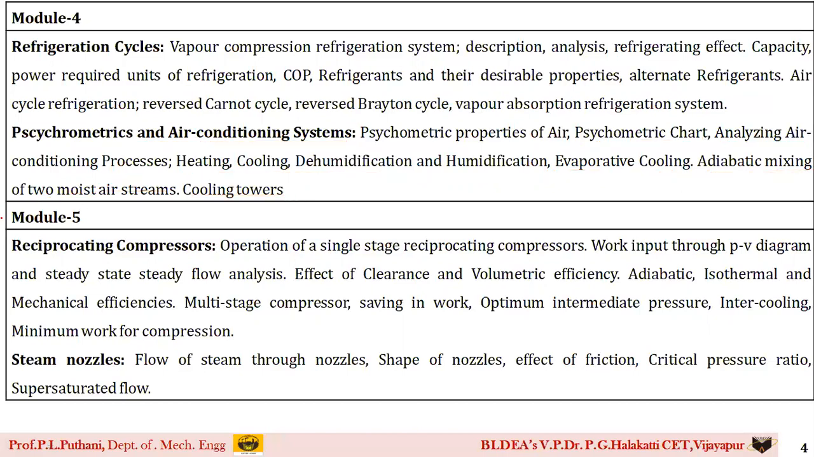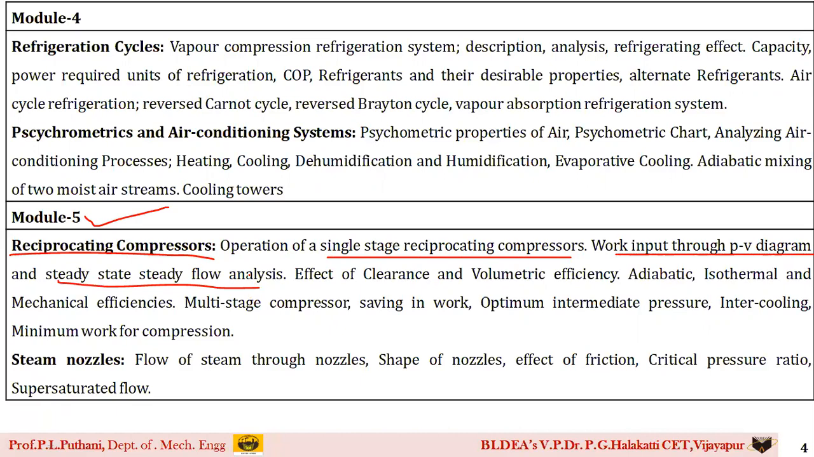Once we move to module number 5, students, here we'll be studying positive displacement machines, that is the reciprocating compressors. Already you know that a compressor is a work input machine, a power absorbing machine. Therefore, we will study the operation of a single stage compressor, how the work input is determined through the PV diagram, and the steady state analysis we do for this compressor.